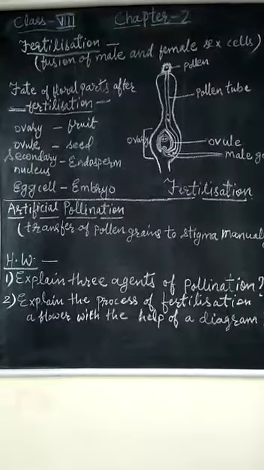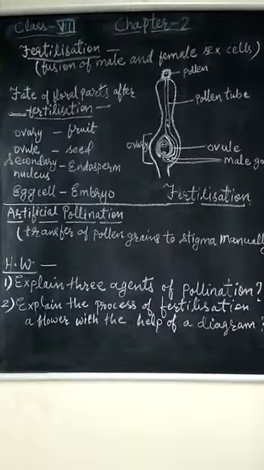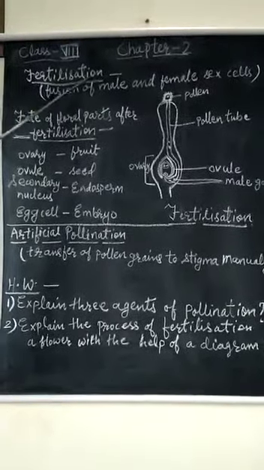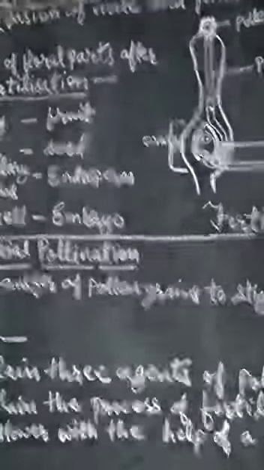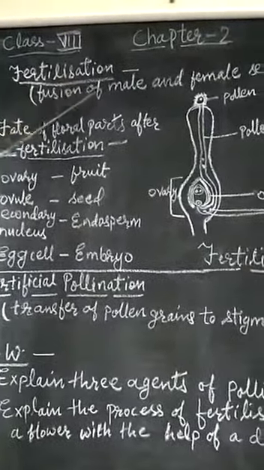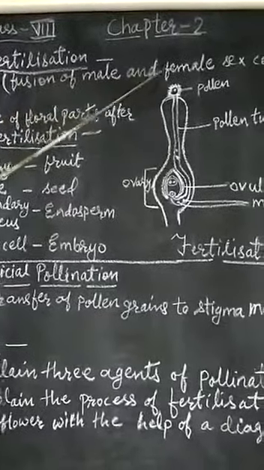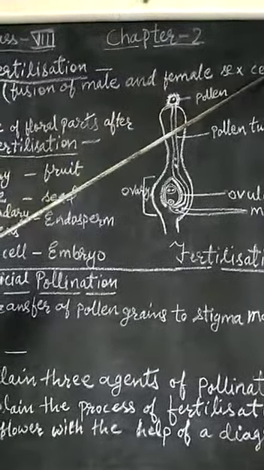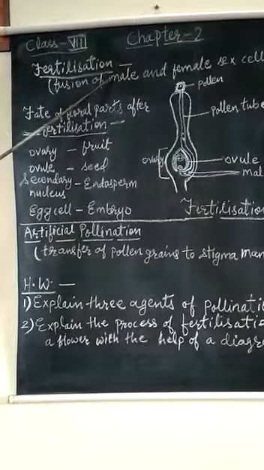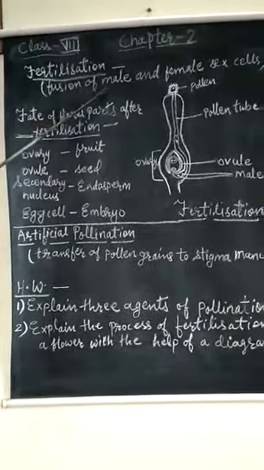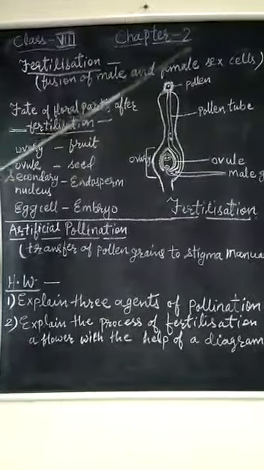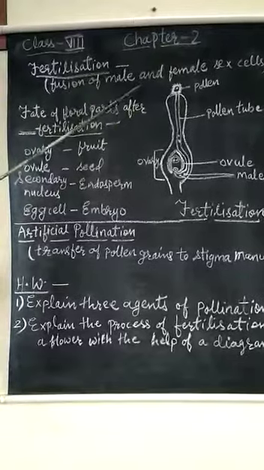Hello students, in today's class you will learn about fertilization in flowering plants. Fertilization is the process of fusion of male and female sex cells. As you know, the flower is the main reproductive part of a plant. So fusion of male and female sex cells will occur in a flower.